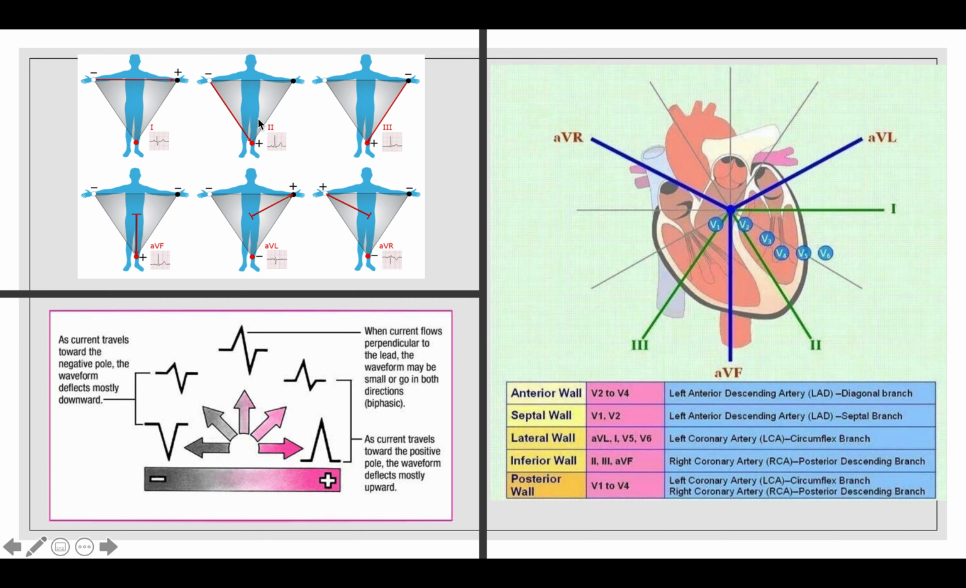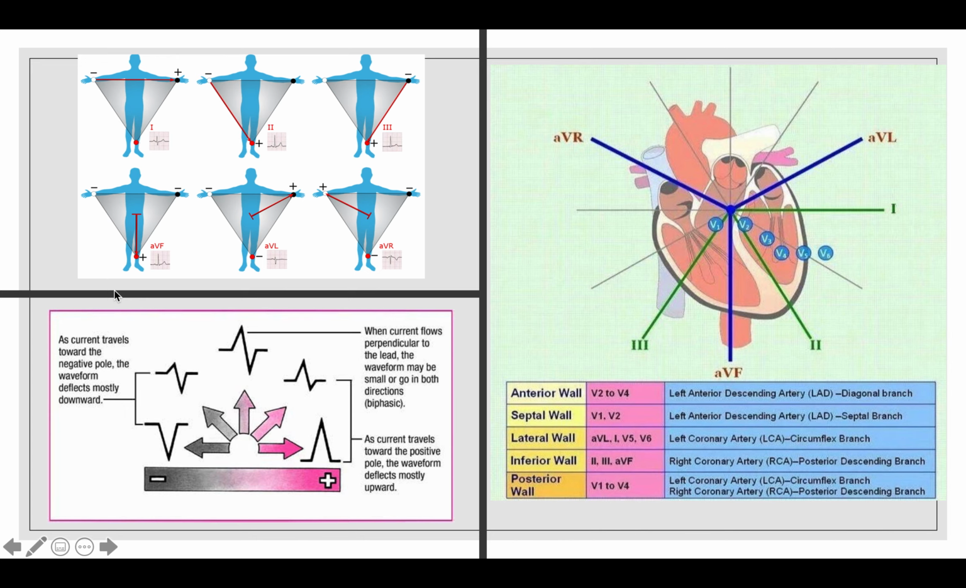So we know leads 1, 2, and 3. Lead 1 goes from negative right arm to positive left arm, and then lead 2 goes from negative right arm to positive left leg, and lead 3 goes from negative left arm to a positive left leg. So overall, from the previous few slides, you should have understood that there is an overall positive deflection in these 3 leads. Now let's look at the augmented leads.